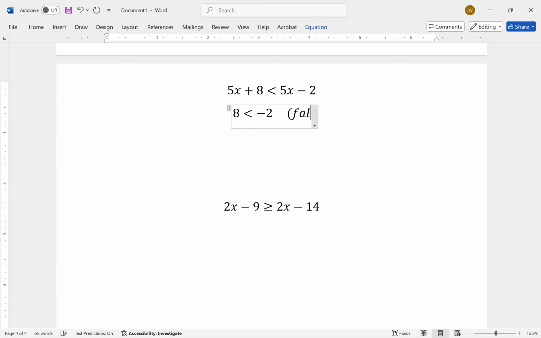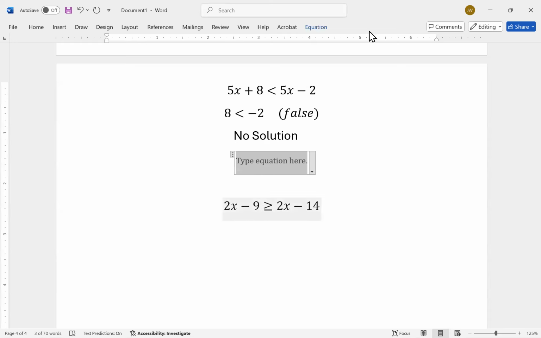I'll just put false instead of always false. And therefore, since this inequality is false, then this one is always going to be false no matter what value I plug in for x. Therefore, this is a situation where we have no solution. So we have no solution, or if you remember, we can also write that empty set symbol as well. So no solution or the empty set.